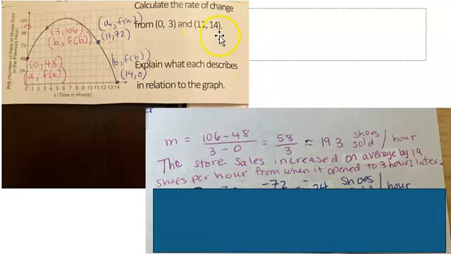And then if I do the exact same thing for 11 and 14, I used 11, 72 as my a and f of a, and I used 14, 0 as my b and f of b.